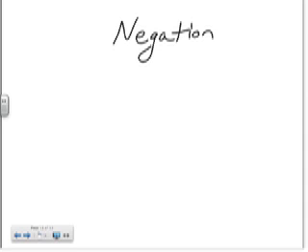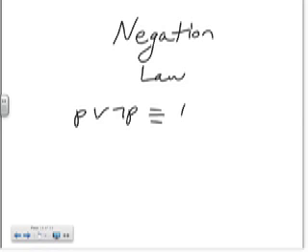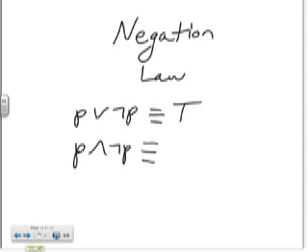Finally, the 10th law is known as the negation law. This law states that P or not P is equivalent to a tautology, and that P and not P is equivalent to a contradiction.